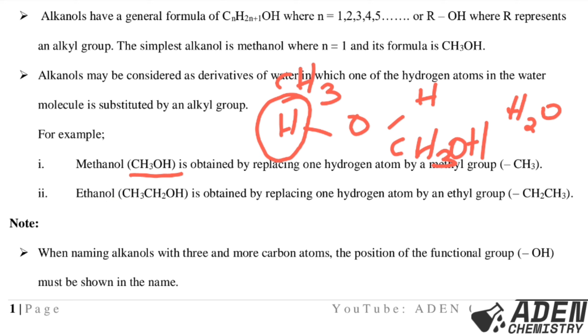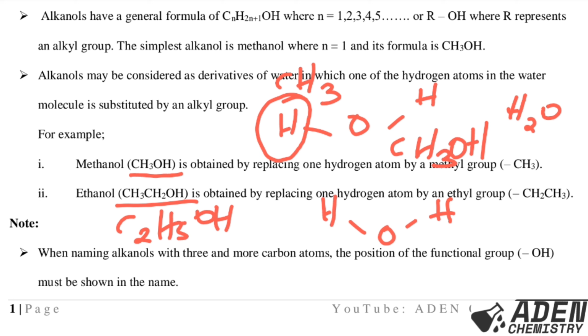Ethanol can be written like this or C2H5OH. That's the other way that we can write it. It is obtained by replacing one hydrogen atom by an ethyl group. So, as usual, let's see the structure of water. The structure of water looks like this.